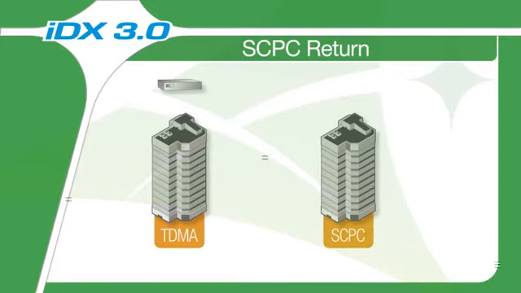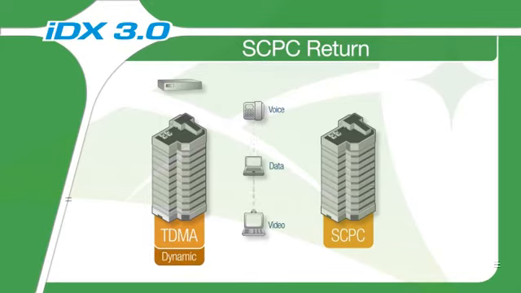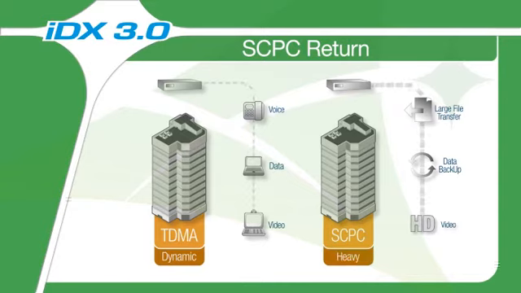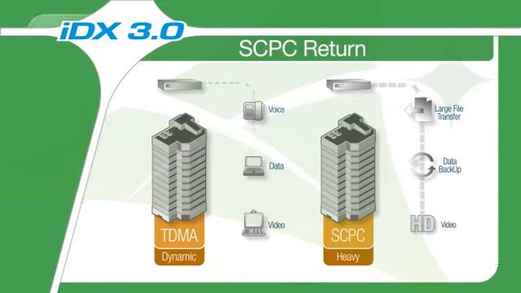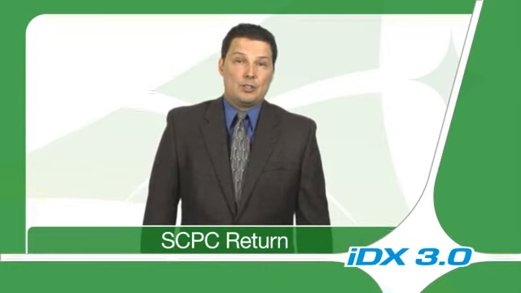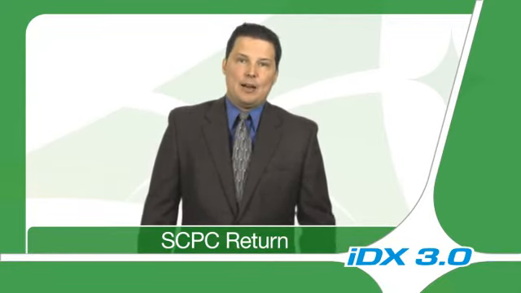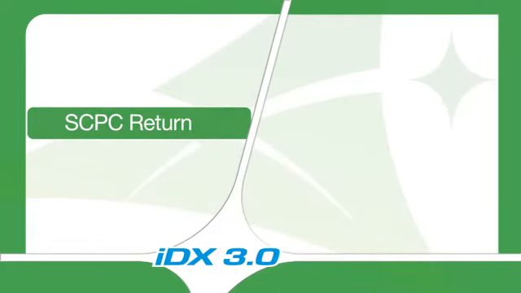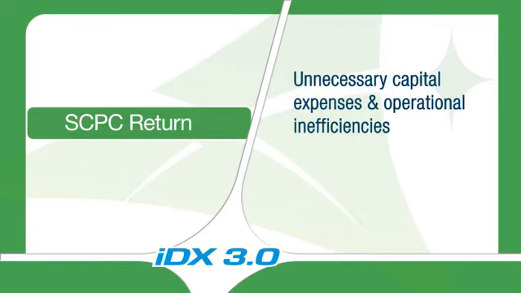As many know, TDMA is ideal for applications that have dynamic bandwidth and traffic requirements, while SCPC is ideally suited for applications that have heavy and constant traffic requirements. In reality, many networks require both traffic profiles. Traditionally, this has driven network operators to deploy two independent technology platforms, one dedicated for SCPC, the other for TDMA. Unfortunately, doing so leads to unnecessary capital expenditures and operational inefficiencies.